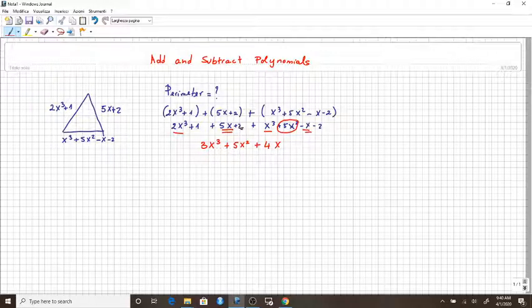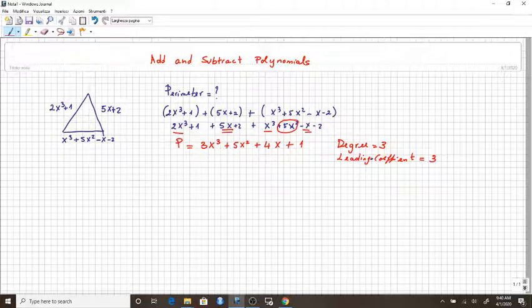Finally, if you look at the numbers, we have a 1, a 2, and a negative 2. So 1 plus 2 is 3, and 3 minus 2 is 1. So we just have plus 1. So this is the simplified perimeter for this triangle. And this represents a polynomial function of degree equal to 3, and the leading coefficient, which I'll explain in a second, is also equal to 3.